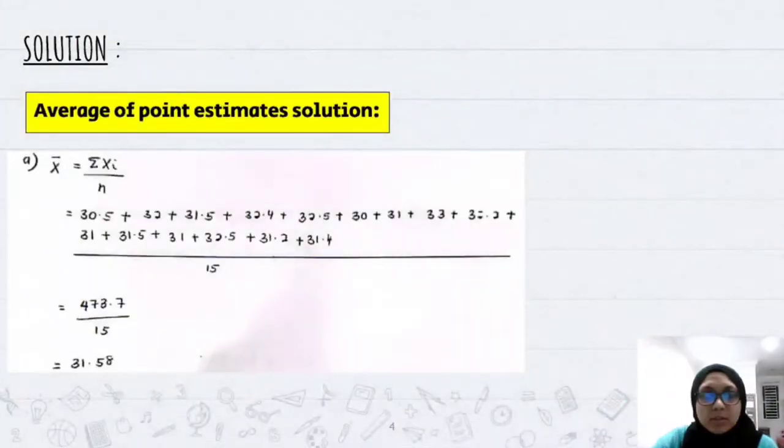So this is the average point estimate solution. The formula for the average of the sample is x bar equal to the summation of xi over n. So we sum the values of the samples given in the question over 15, because n is equal to 15, and we got the answer, 31.58. The point estimate is 31.58.